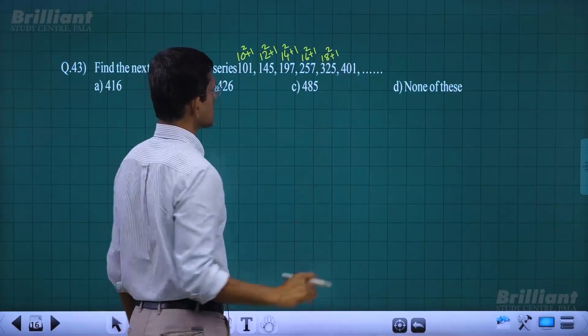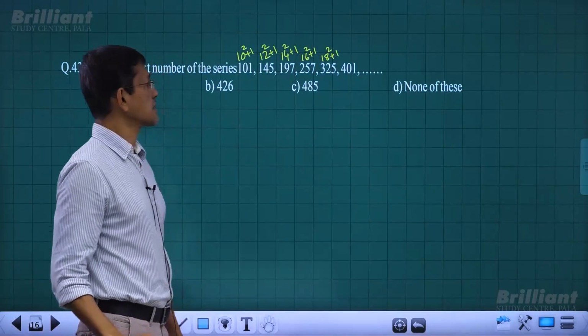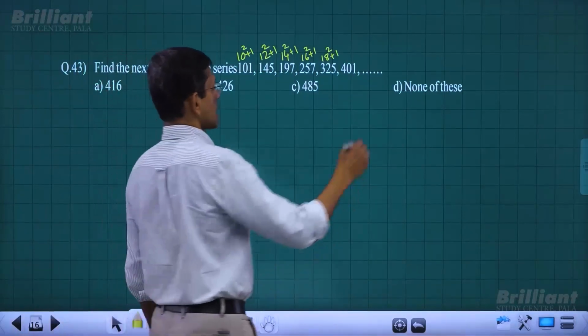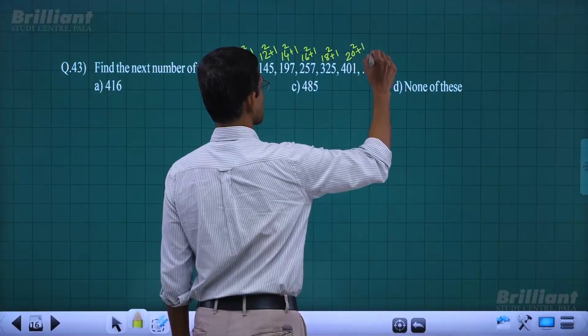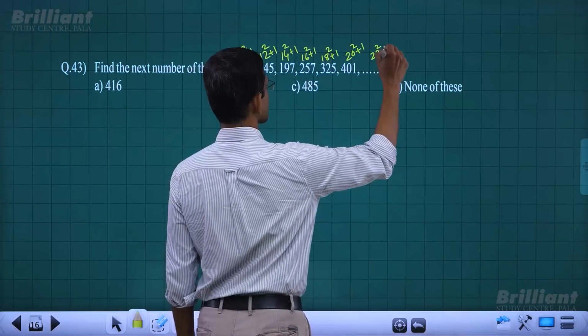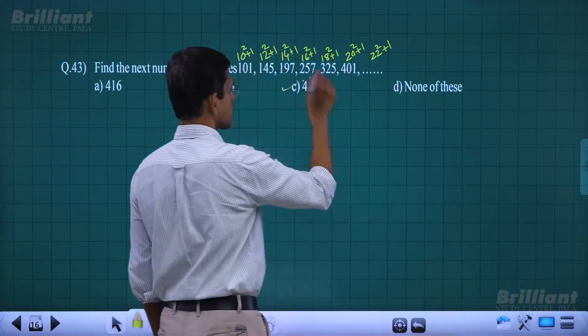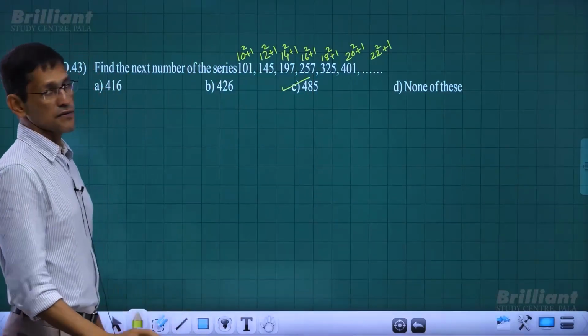Okay, so this is pretty much the squares of even numbers starting from 10, plus 1. So this is 20 square plus 1. 20 square is 400 plus 1. So 22 square plus 1. 22 square is 484 plus 1 is 485. So the answer is 485.